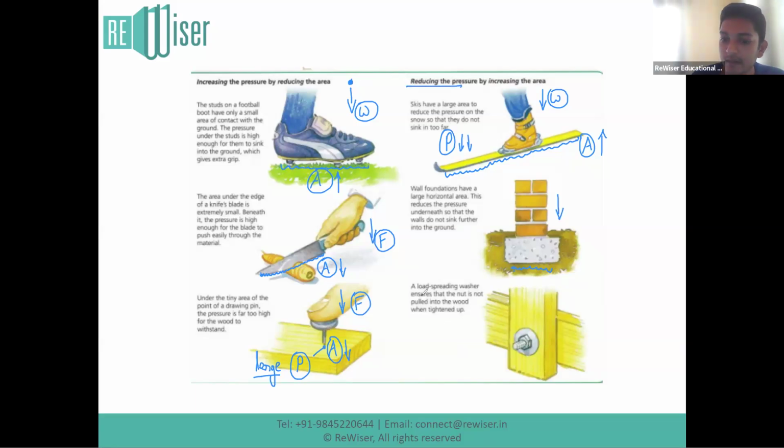So now here, a load spreading washer ensures that the nut is not pulled into the wood when tied up. These are called washers. Washers are present to increase the surface area, which would instead be much smaller if it were just the nut. And when you increase the surface area, the nut is under a lower amount of pressure as the nut is being either pulled to the left or to the right.